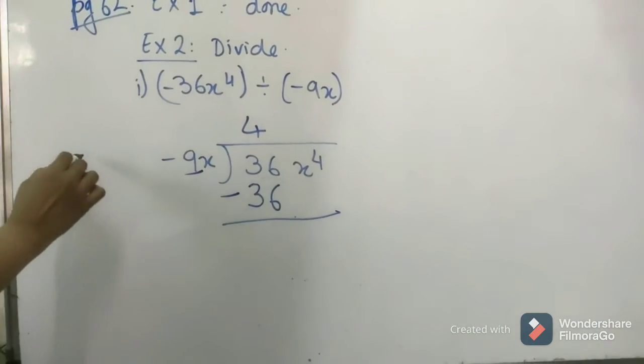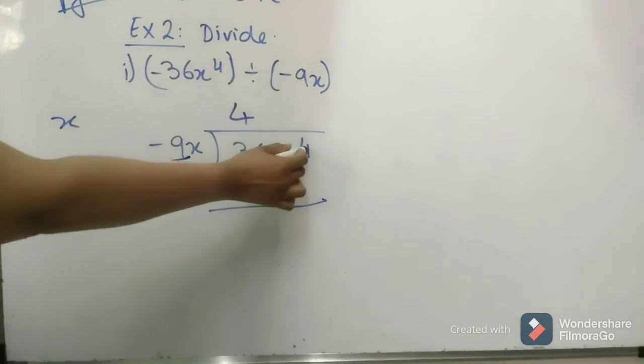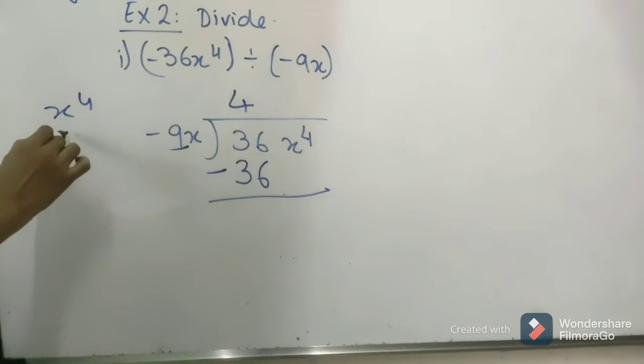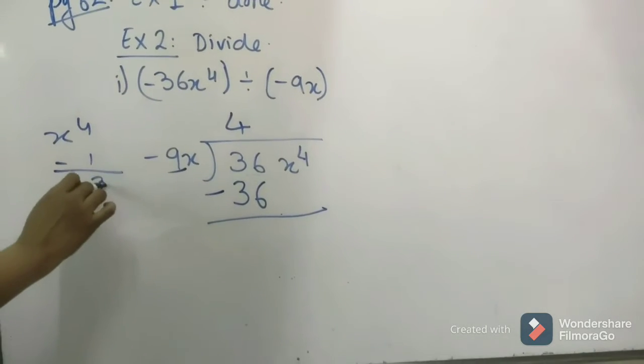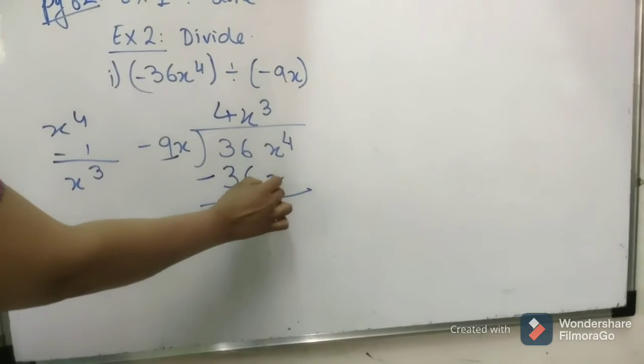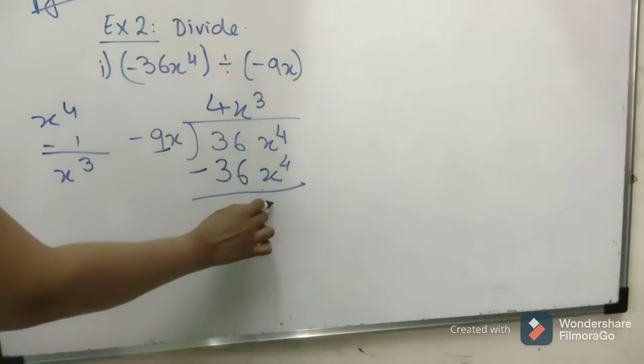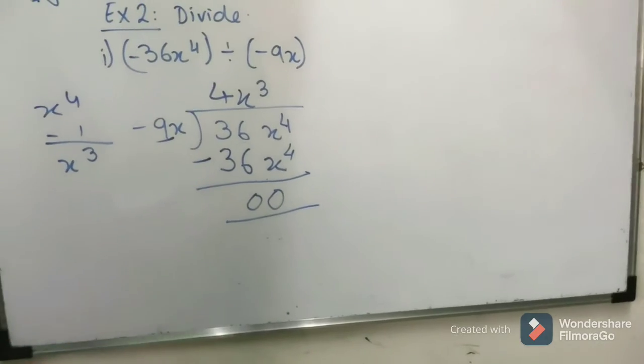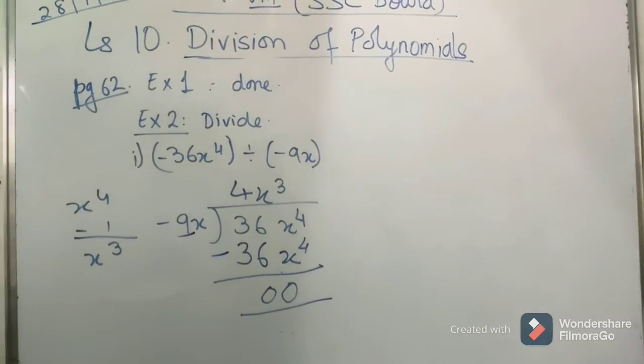Here I have 1x, and here is 4. So 4 minus 1 will give me 3. So what should I add here? x cube. So here will come x cube and the remainder will be 0. I hope you are understanding.